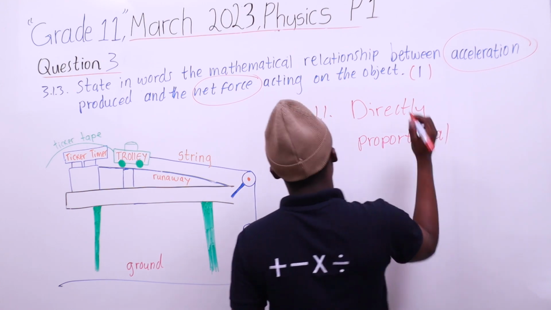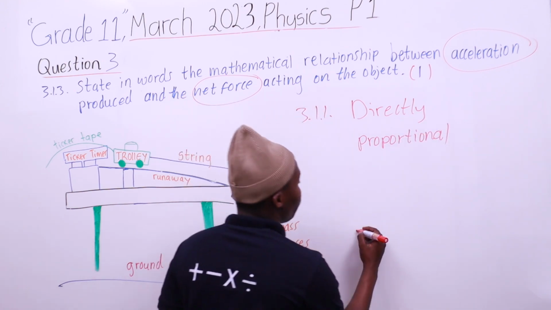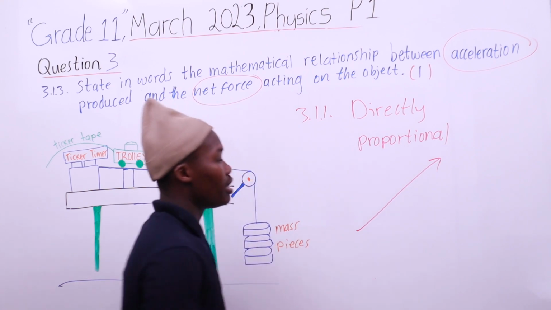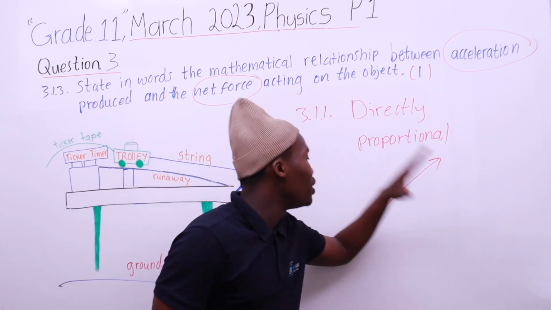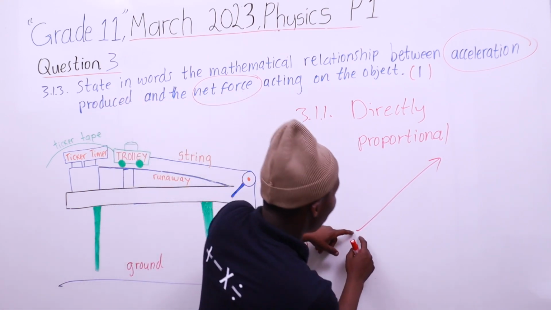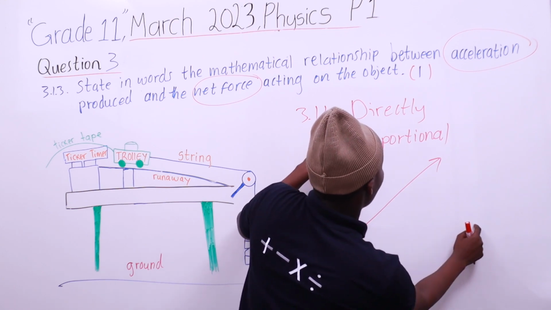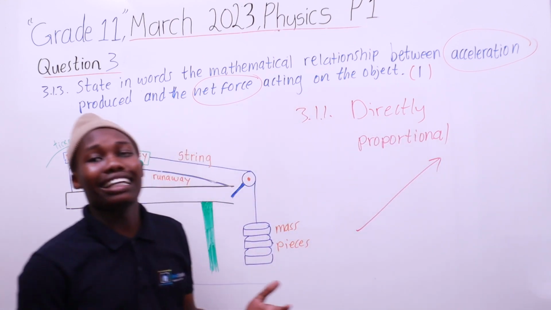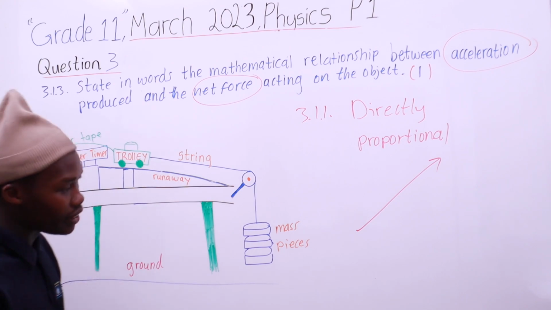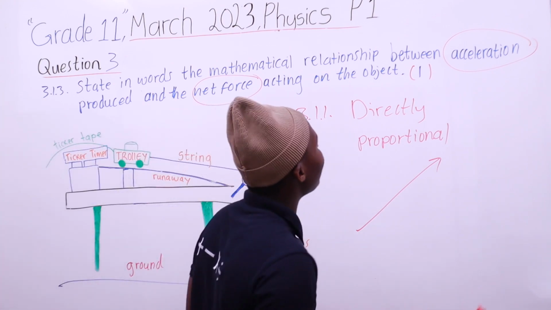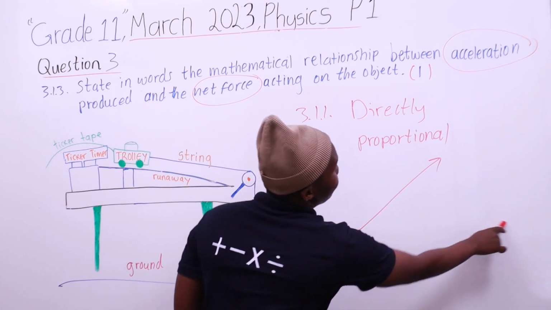Directly proportional. Why directly? Remember the graph was an increasing graph. Therefore, as x increases, y increases. So both increase at the same rate. Therefore, they will be directly proportional and not inversely. If it was inversely proportional, their graph would start high and go down like this.